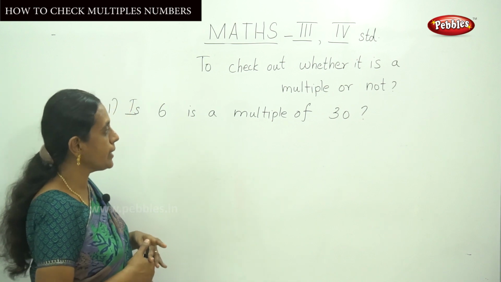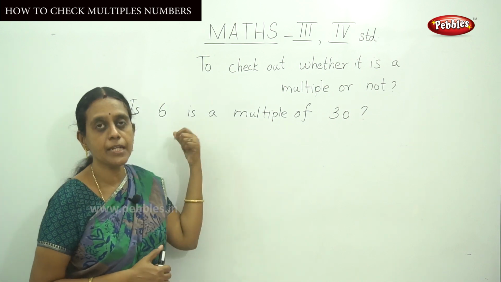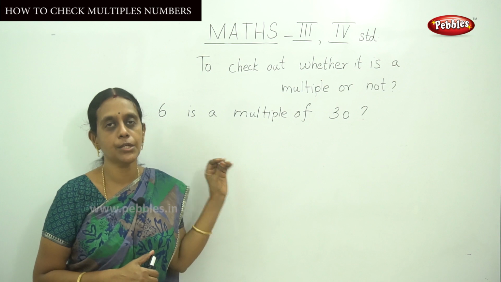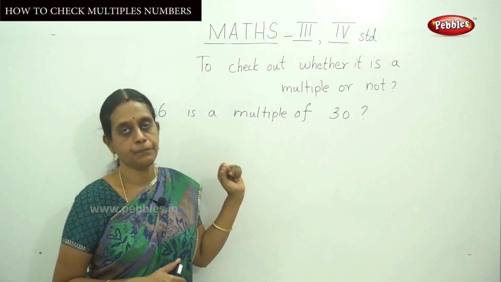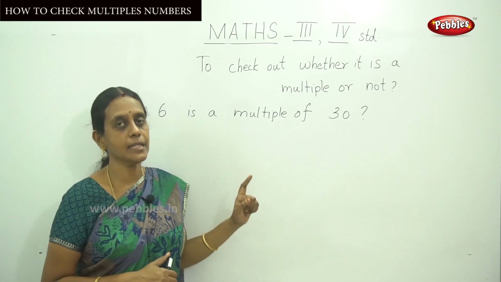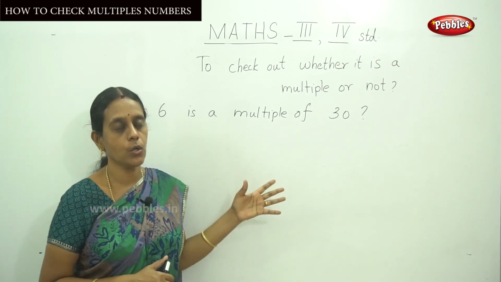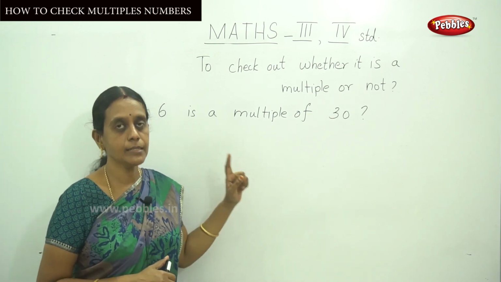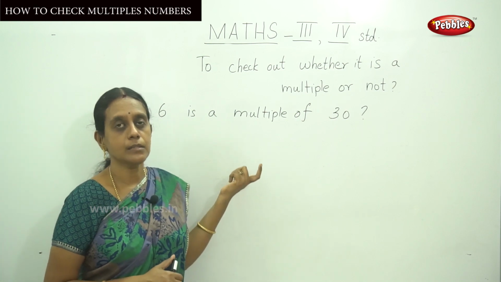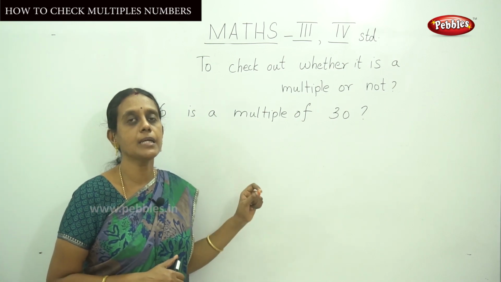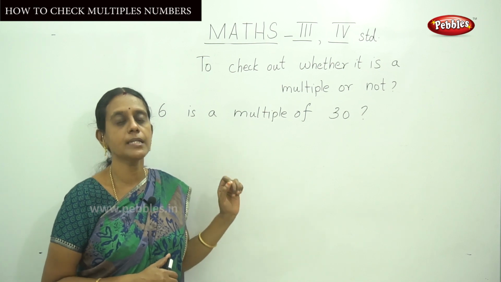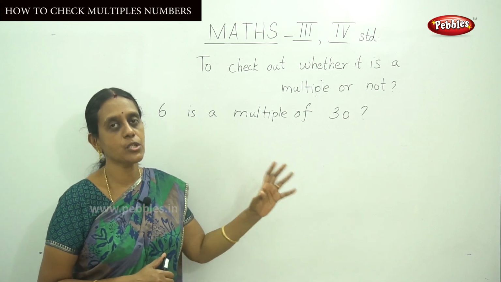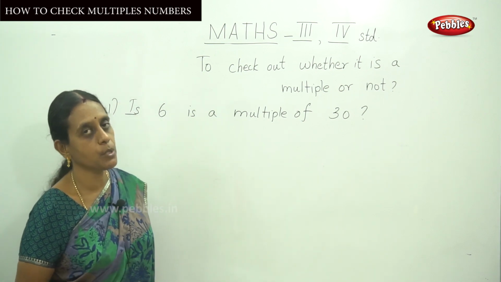To find this out, you divide 30 by 6. Okay, the remainder is 0. If the remainder is 0, then 6 is a factor of 30. Suppose the remainder is any other number, like 2 or 3, then that number is not a multiple. Similarly, for a factor, if the remainder is 0, that number is a factor. If the remainder is any number apart from 0, it is not a factor, and the multiple is not a multiple of that number.